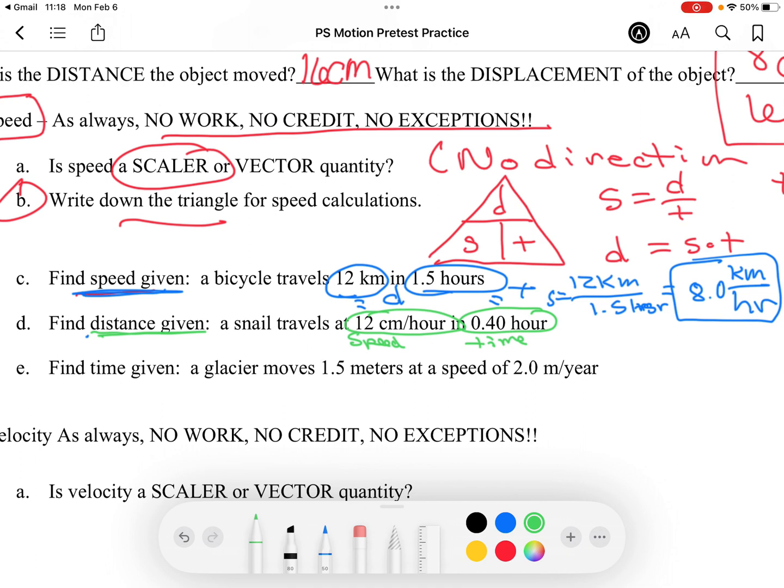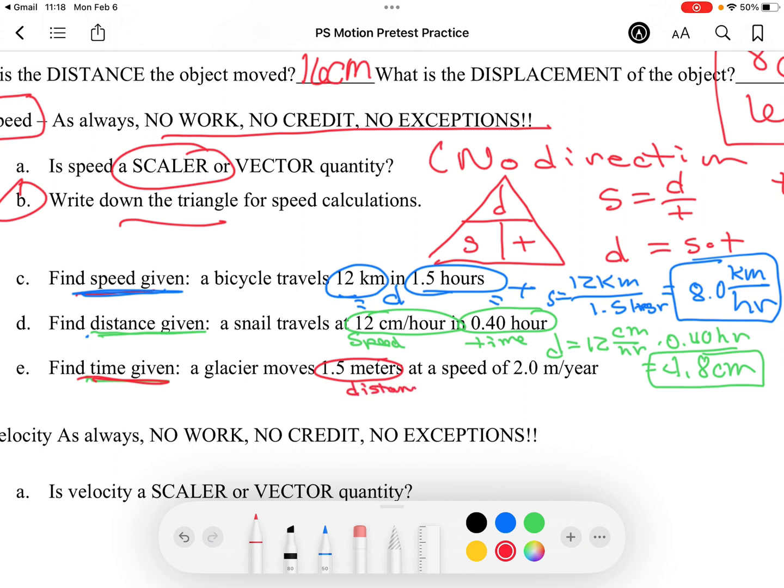Next, we're solving for distance. And we're given this number, which is speed, and this number, which is time. So distance, if you'll recall, equals speed times time. So we'll take 12 centimeters per hour times 0.40 hours. And this will equal, I believe it's going to be 4.8 centimeters. So again, make sure you know how to do this.